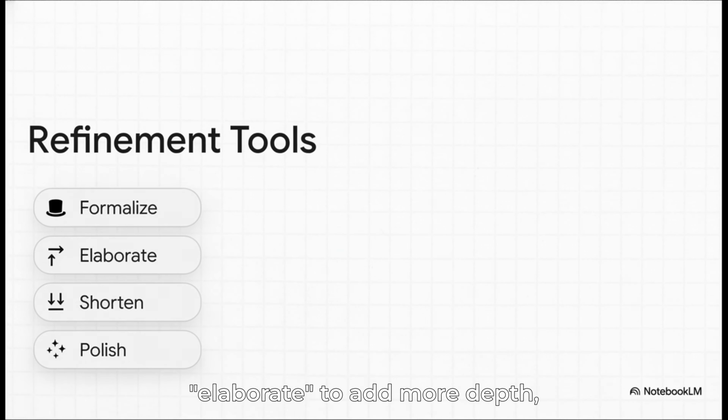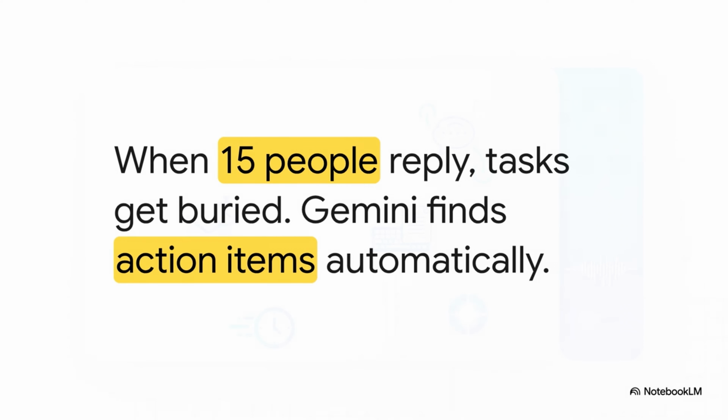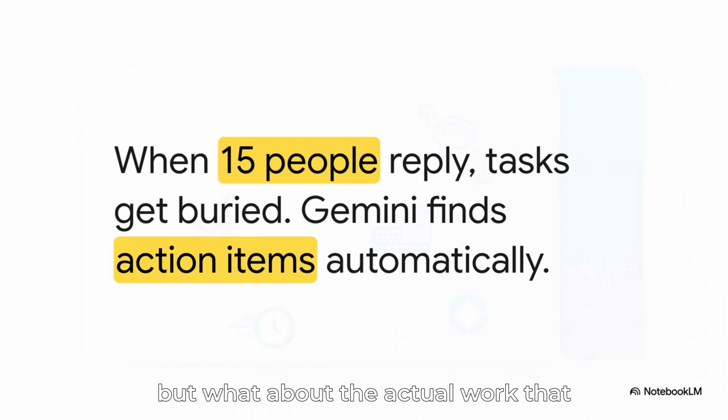You can click Elaborate to add more depth, shorten if it's getting too wordy, or Polish to just smooth out the overall phrasing. It's literally like having an executive editor sitting right next to you, fine-tuning your words instantly. All right, so we've read the summary and we've drafted the perfect reply. But what about the actual work that needs to get done?